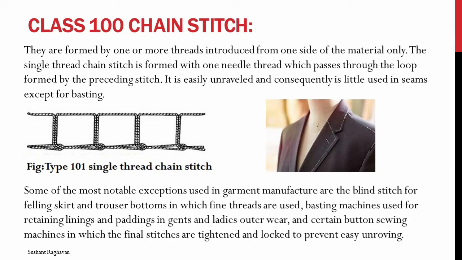Some of the most notable applications used in garment manufacture are the blind stitch for felling skirt and trouser bottoms, in which fine threads are used, basting machines used for retaining linings and paddings in gents' and ladies' outerwear, and certain button sewing machines in which the final stitches are tightened and locked to prevent easy unravelling.